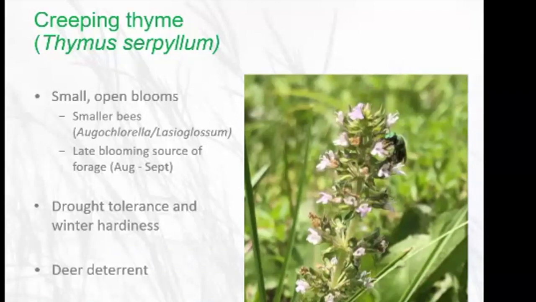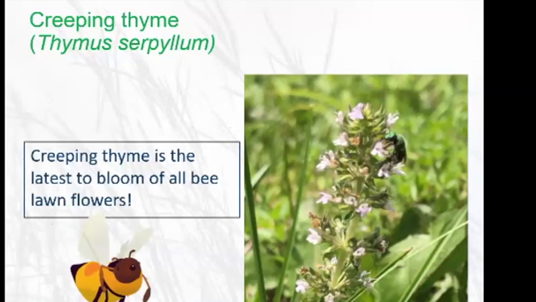Weirdly enough, the longer the drought keeps going, the longer we're seeing creeping thyme persist. It's October 2nd. I saw creeping thyme in bloom today, but I also saw it blooming at the end of June and early July, where it's been a weird year. Maybe the conditions are changing as climate change is making it more amenable to what creeping thyme needs to bloom for a longer period of time. So if there's one thing that I want folks to remember about this flower, it's that it's the latest to bloom of all the bee lawn flowers, which is super important to pollinators.